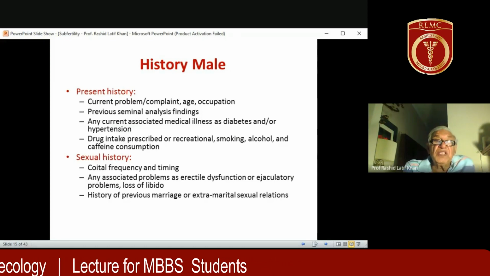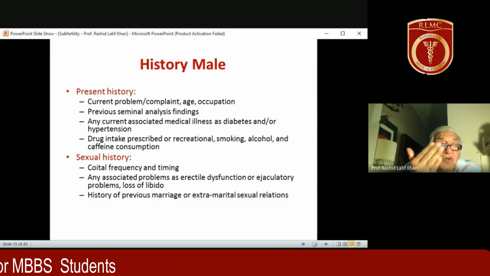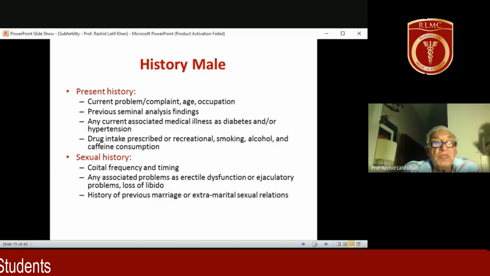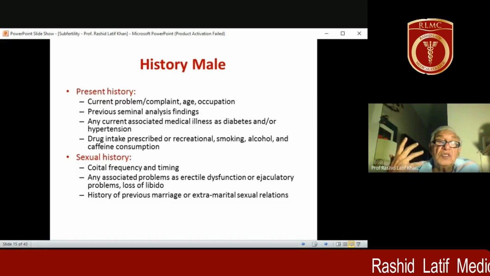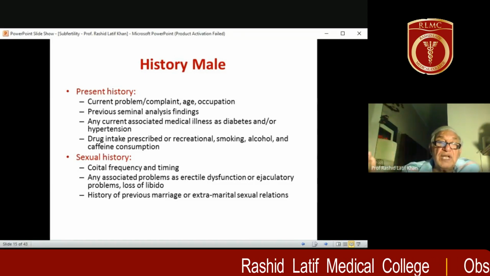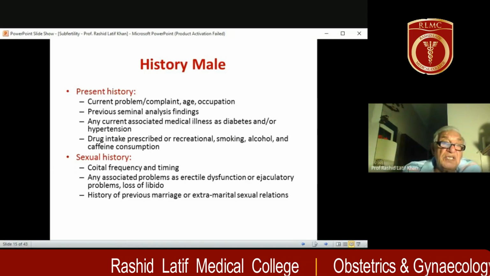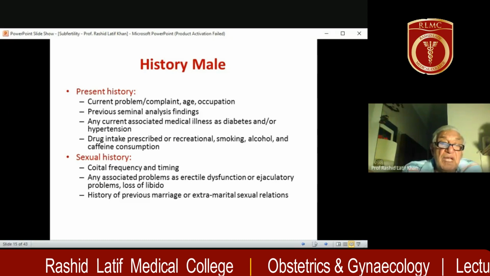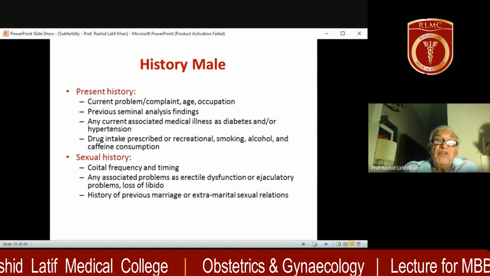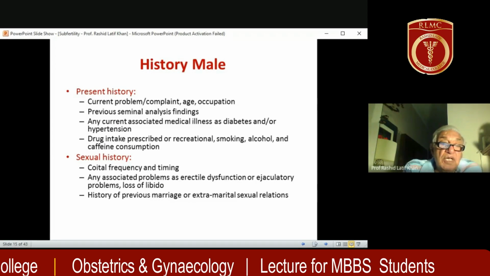After you finish with the female, all the detailed history, similarly, take the history of the male. Any problem regarding coitus, or his occupation. If he is working in an area with high temperature or toxic fumes, like a traffic warden standing at the crossing, all the fumes he is inhaling can cause oligospermia. And if the husband previously had a semen test done, what was the report? Then it's a great help to learn about that.